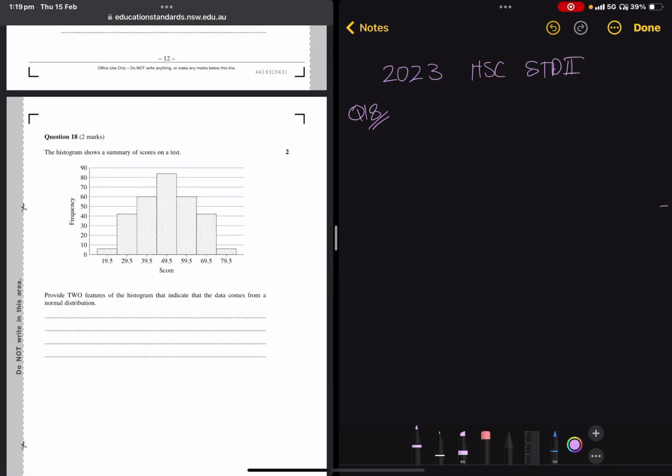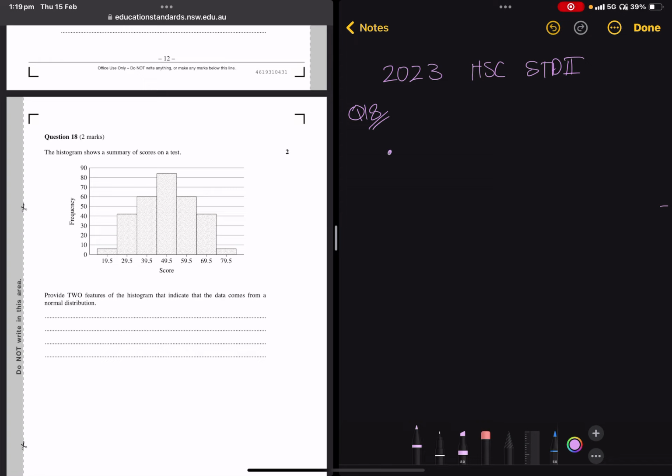Okay, so we're going to have a look at another question. This one comes from the 2023 HSC Standard 2 paper. This is question 18. So we're shown a histogram. A histogram shows a summary of scores on a test. Provide two features of the histogram that indicate that the data comes from a normal distribution. So we essentially need to tell the markers why this looks like a normal distribution.